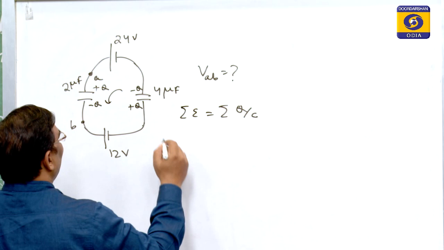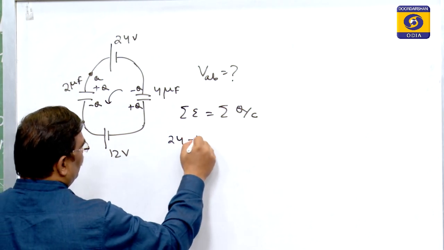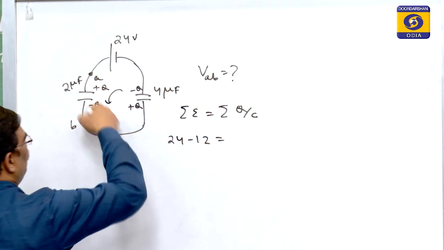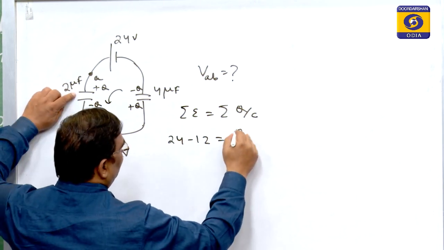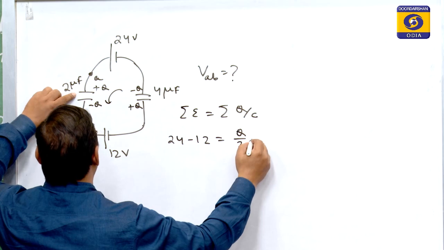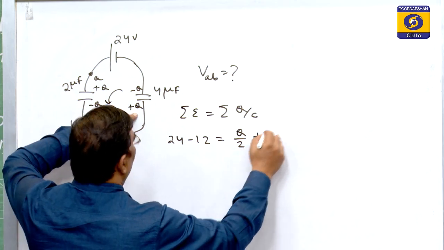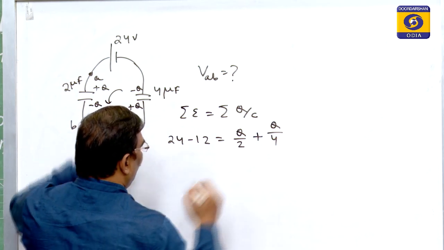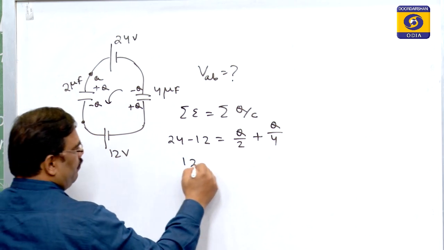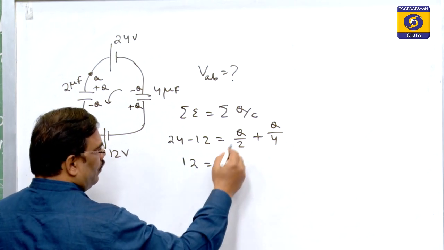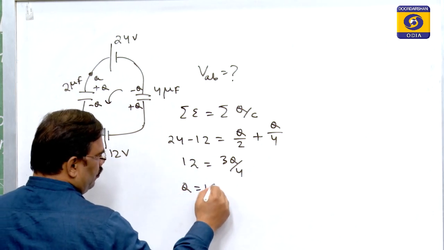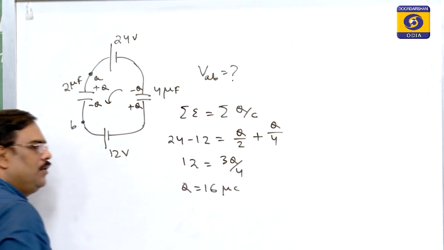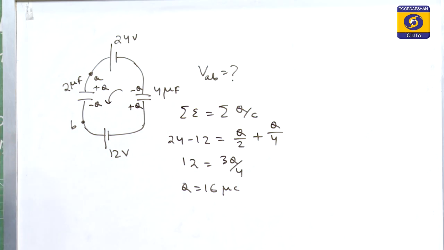So, what we get here is 24 minus 12 is equal to summation Q by C. It is Q divided by 2 plus Q divided by 4. So, 12 equal to 3Q divided by 4. So, Q equal to 16 microcoulomb. So, the charge on the capacitors will be 16 microcoulomb each.